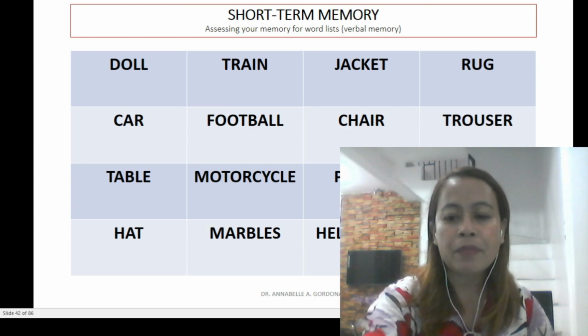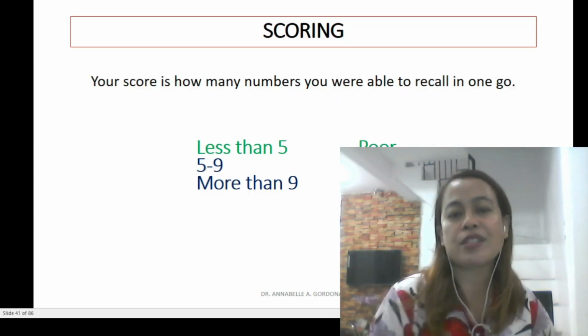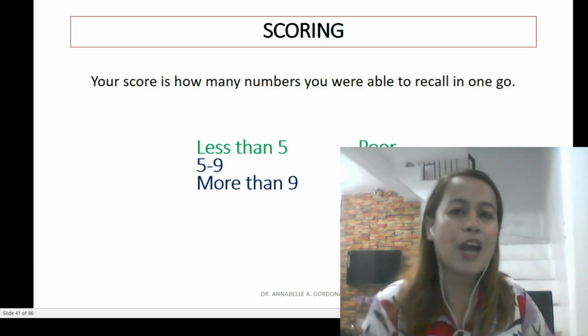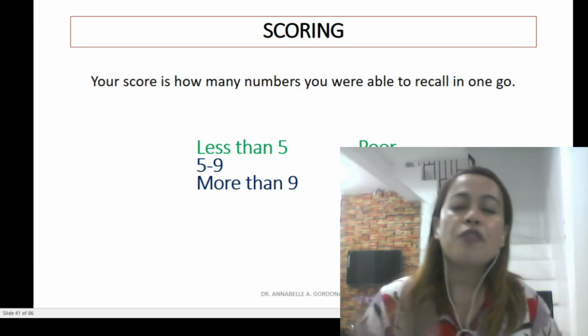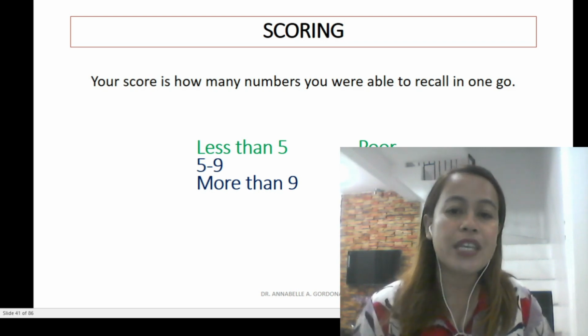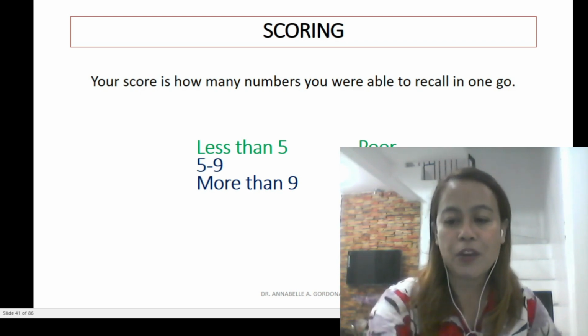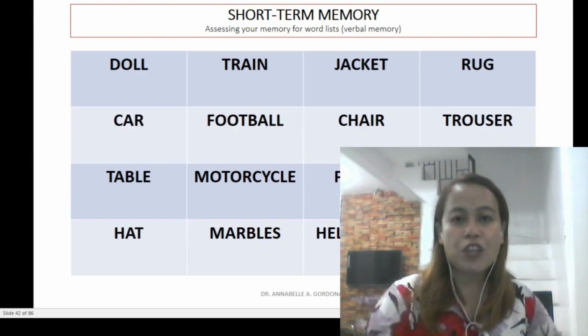Stop. Okay, so for now, I want you to write all the words that you can recall in a count of 1 to 15. 1, 2, 3, 4, 5, 6, 7, 8, 9, 10, 11, 12, 13, 14, 15. Okay, my dear teachers, I want you to check your work.